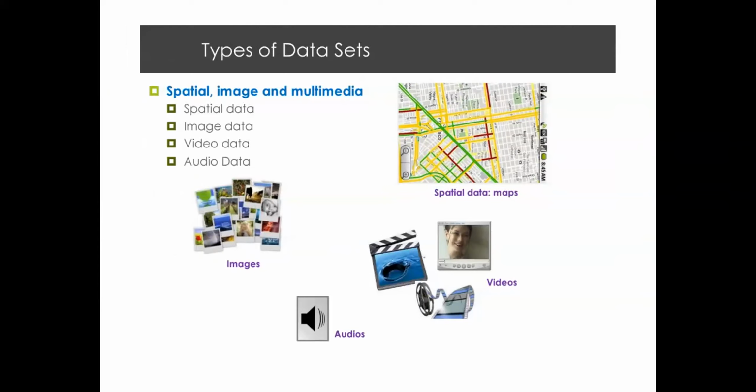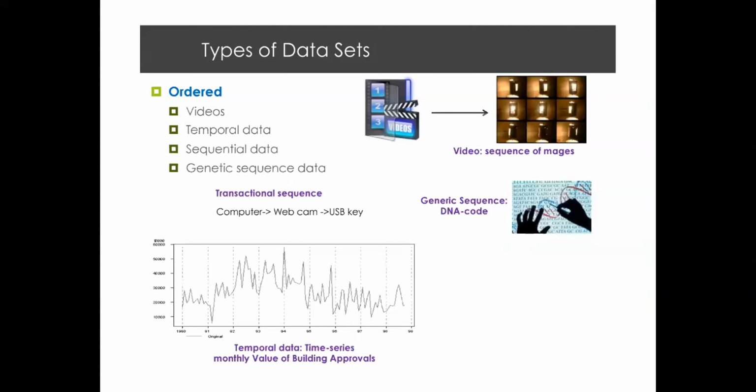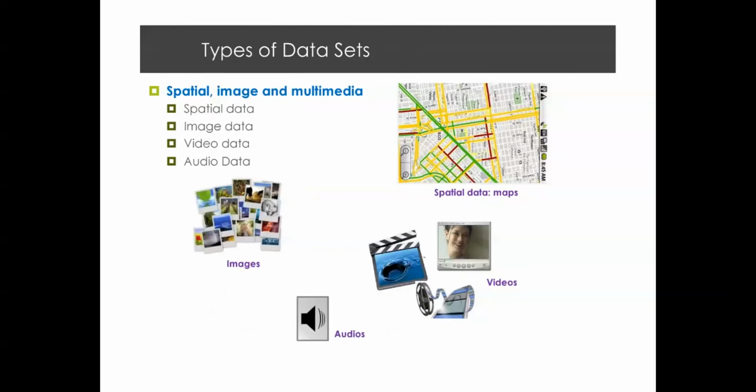The first one is the record data set. The second one is the graph and network data set, the third one is the order data set, and the fourth one is the spatial and image multimedia data set. These are the four types of data sets you have to use in data mining. From these data sets only, you can retrieve the data by using data mining.